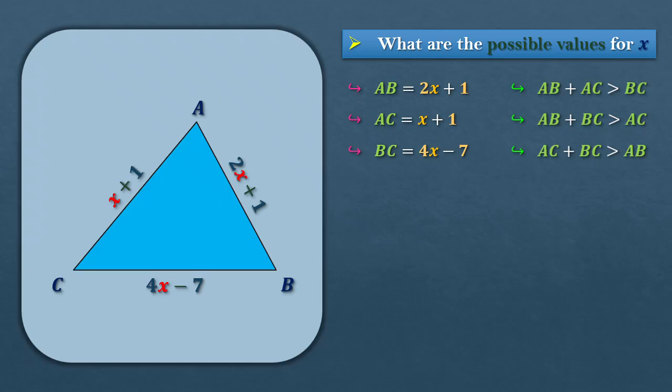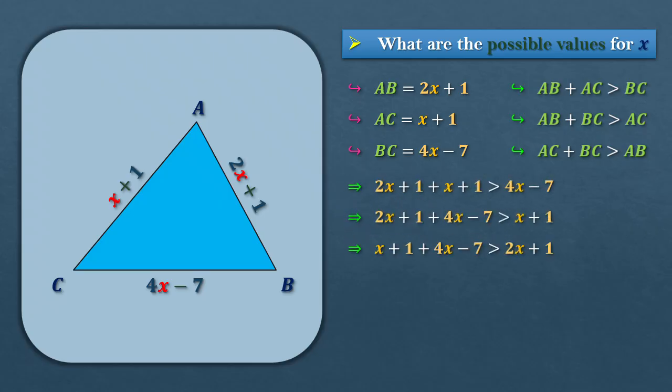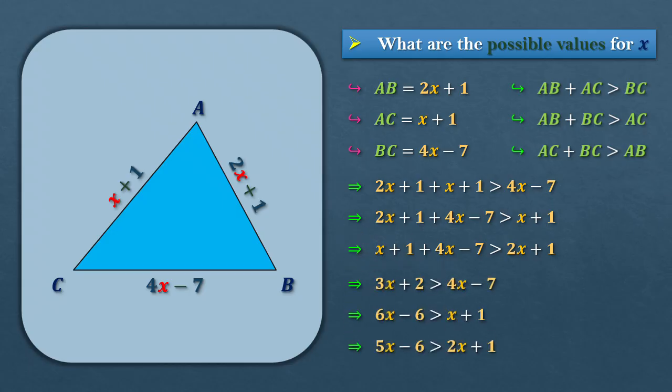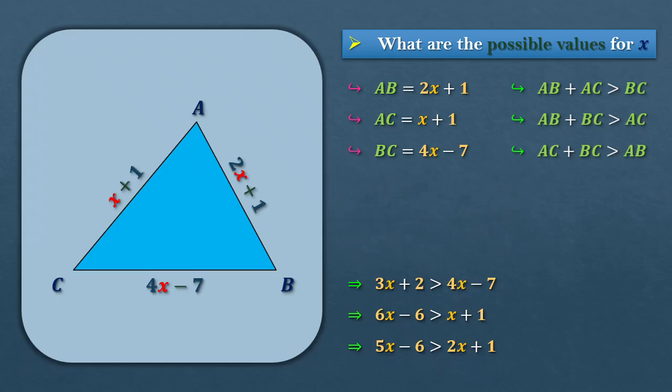Replacing each side length by its value in terms of the variable x gives 2x + 1 + x + 1 is strictly greater than 4x - 7. And 2x + 1 + 4x - 7 is strictly greater than x + 1. And x + 1 + 4x - 7 is strictly greater than 2x + 1. Simplifying each inequality gives 3x + 2 is strictly greater than 4x - 7. And 6x - 6 is strictly greater than x + 1. And 5x - 6 is strictly greater than 2x + 1.